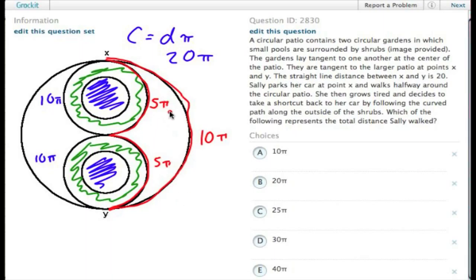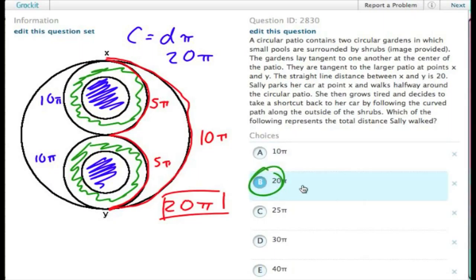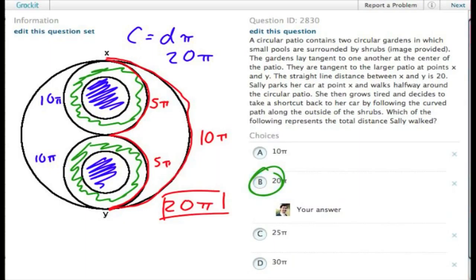With that in mind, we add up all these different values: 10 pi plus 5 pi plus another 5 pi, 20 pi. Or answer B. Let's go ahead and choose that. Make sure we're correct.